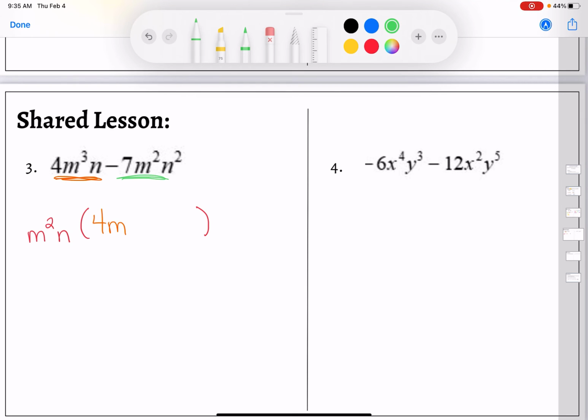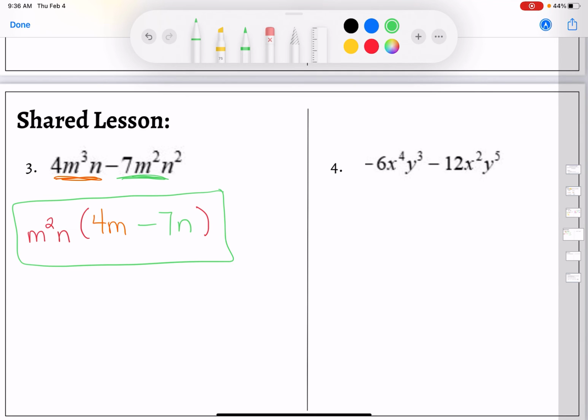Okay, how about my second term then? What would I have to multiply m squared n by to get negative m squared n squared? Definitely have to multiply by negative 7. I see I already have my m squared, and I have 1 n, but I need to multiply by another n to get it to be n squared. Do a quick distribute in your head. M squared n times negative 7n, negative 7m squared, now I have 2 n's, so n to the second. There is our final answer.